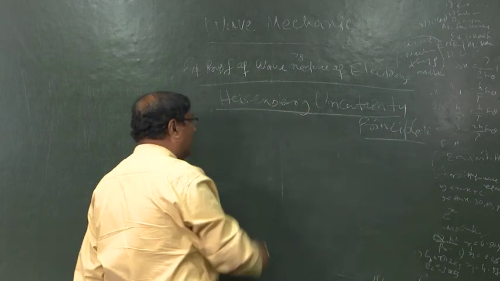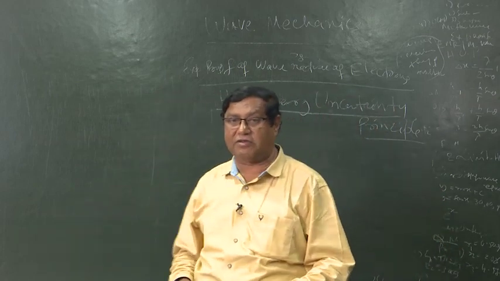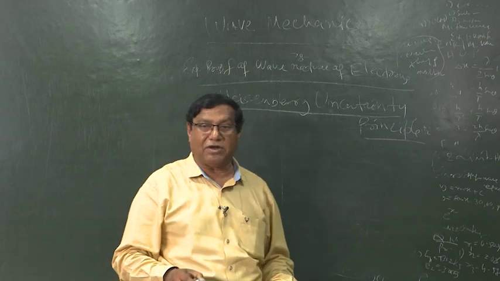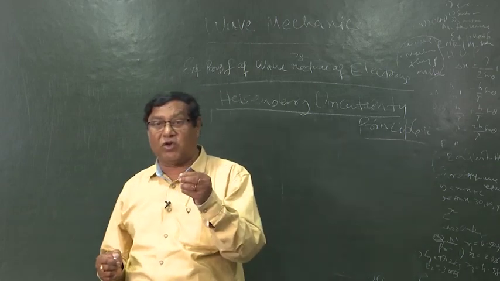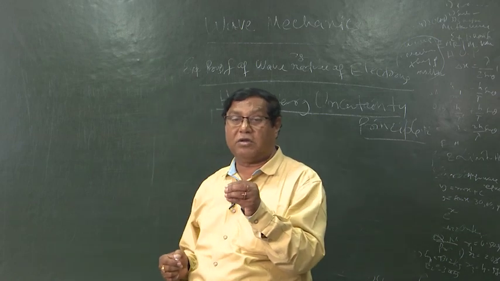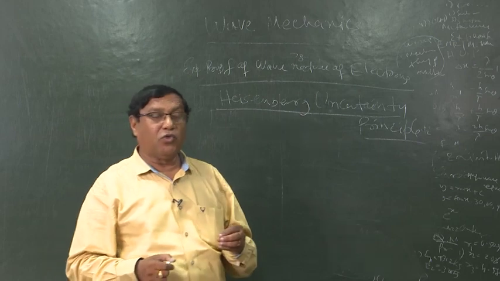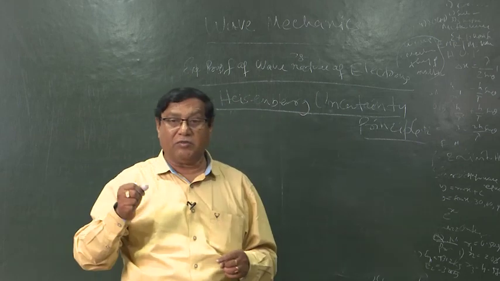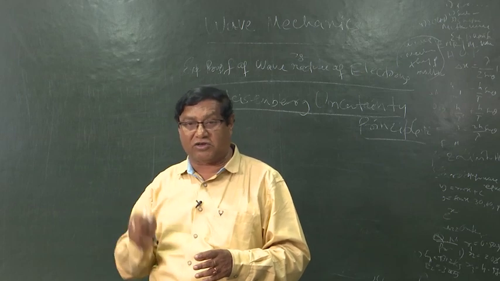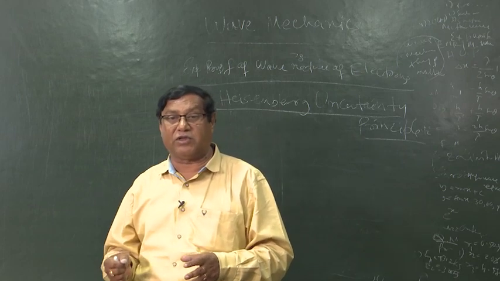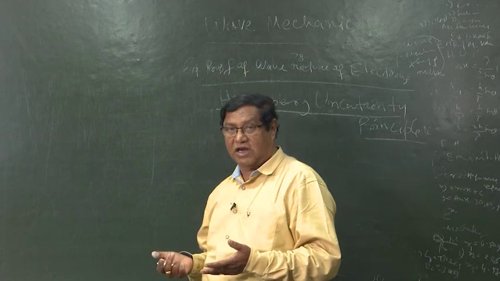The second part is the Heisenberg's uncertainty principle. What is Heisenberg's uncertainty principle? After the suggestion of de Broglie that the electron is not only a particle, it also behaves as a wave, when we are going to measure the position of the electron, since it is a wave, we cannot get the exact value of the momentum at the same time.